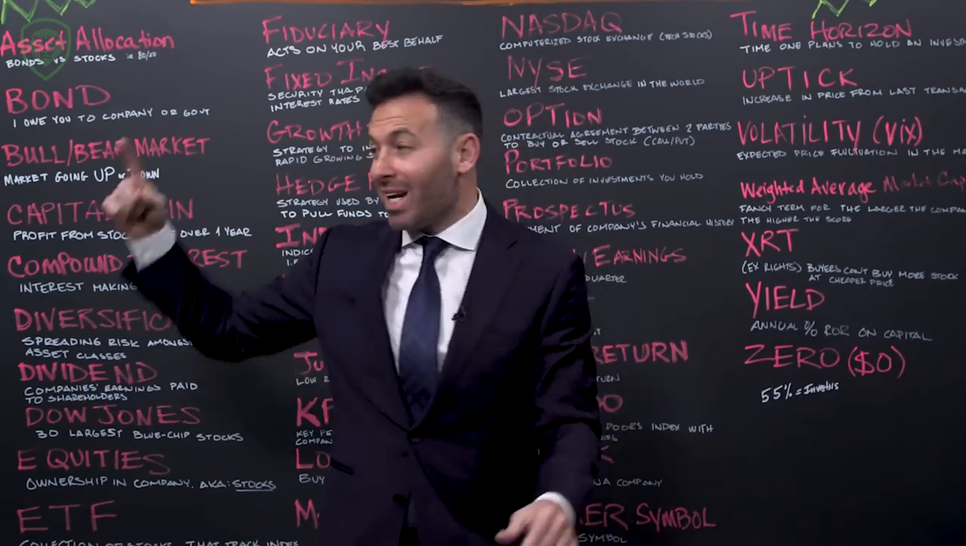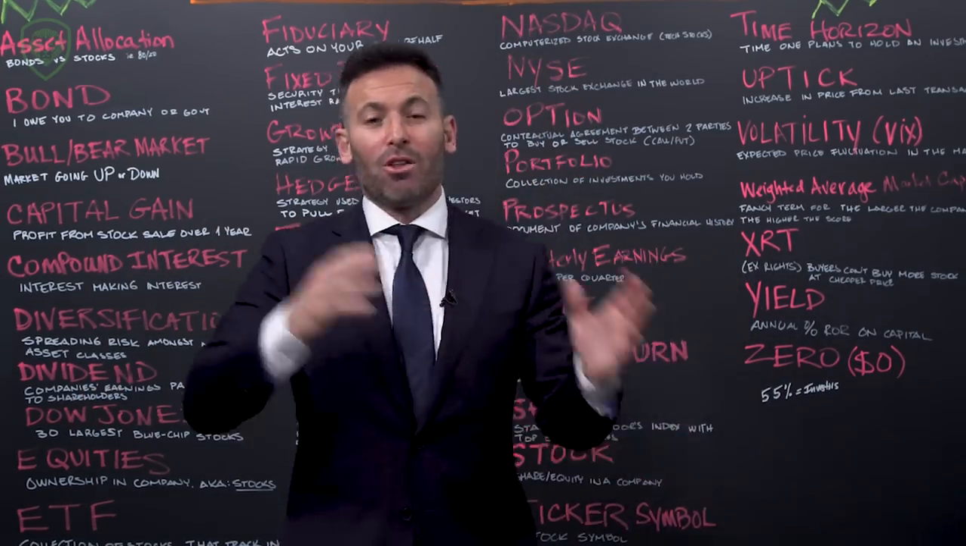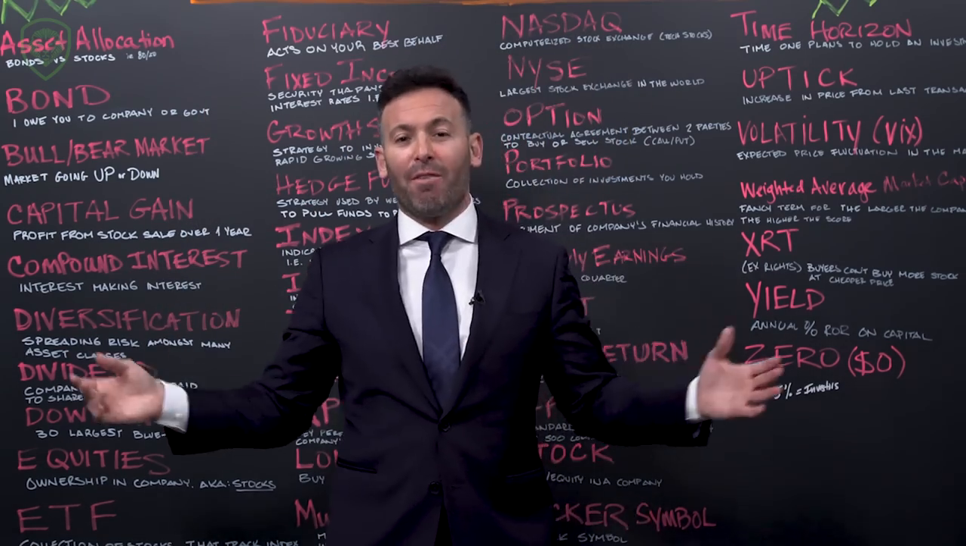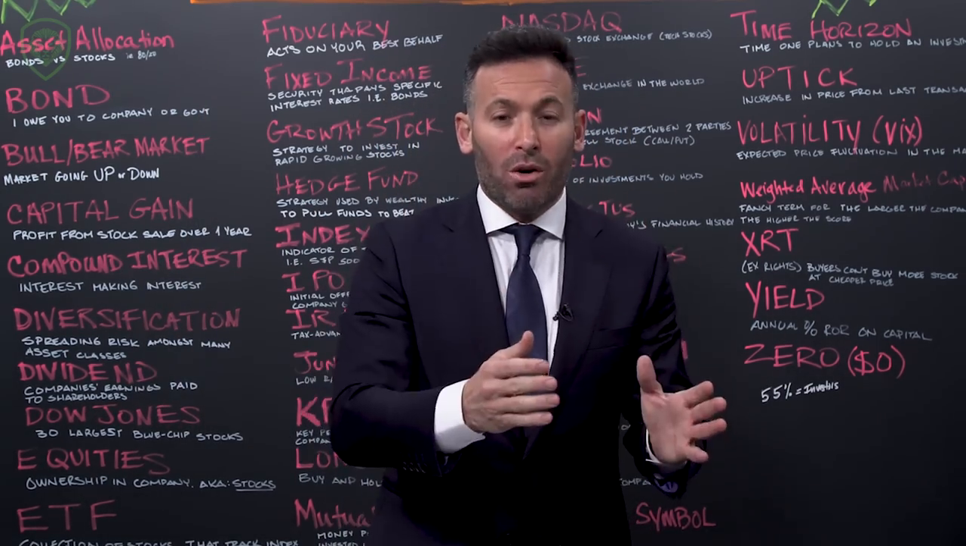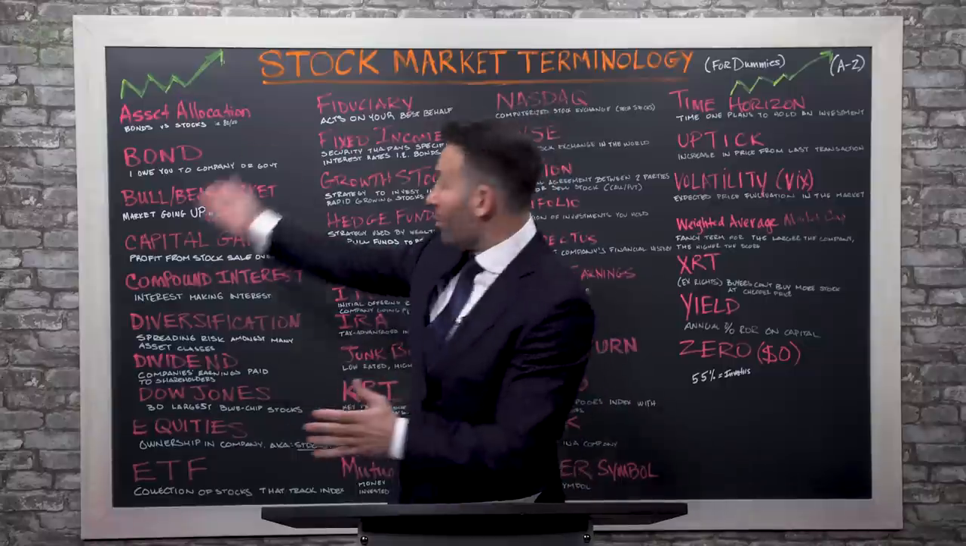So with that being said, we got a list behind me. It's A through Z. We're going to go down the line of the alphabet of certain words that you should know. And of course, we're going to start with A.